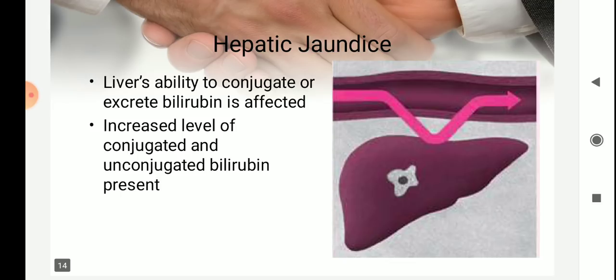Then coming to hepatic jaundice. Here the liver's ability to conjugate or excrete bilirubin is affected. So there is an increased level of both conjugated and unconjugated bilirubin present.